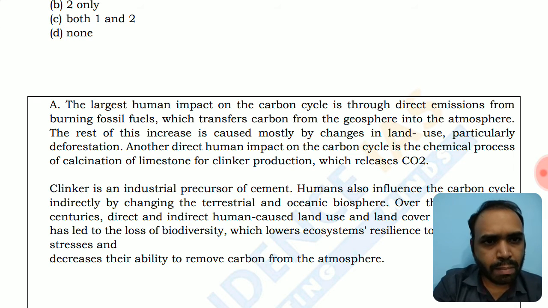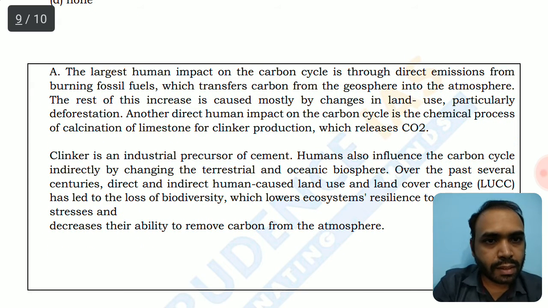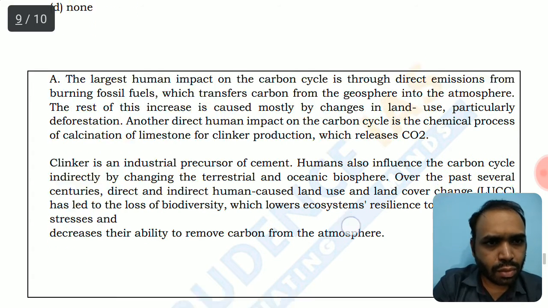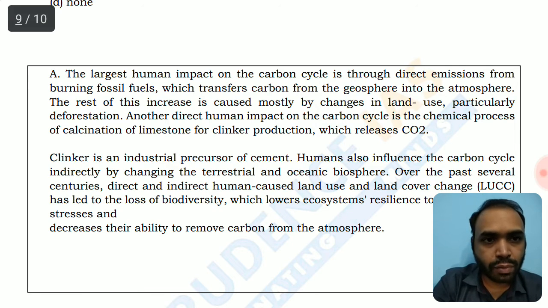Another direct human impact on the carbon cycle is the chemical process of calcination of limestone for clinker production, which releases CO2. Clinker is an industrial precursor of cement. So this clinker is important in cement production, which is ultimately releasing a lot of CO2 into the atmosphere. That is also worrisome.